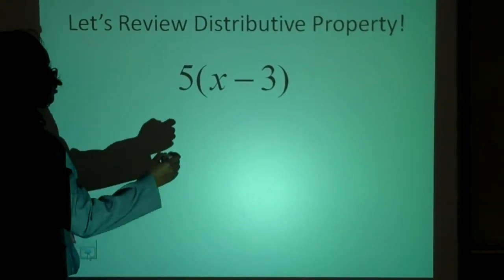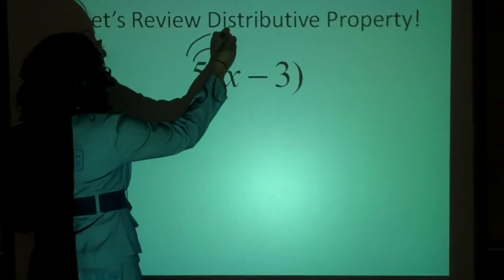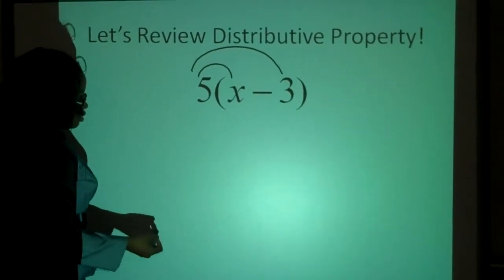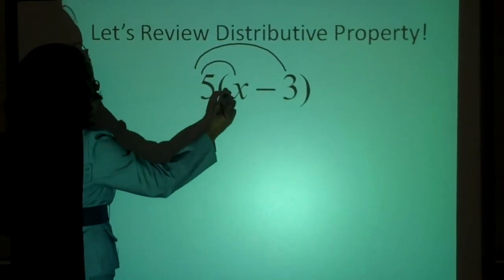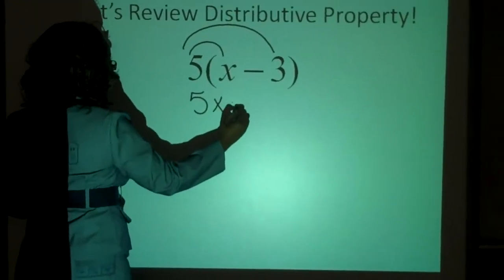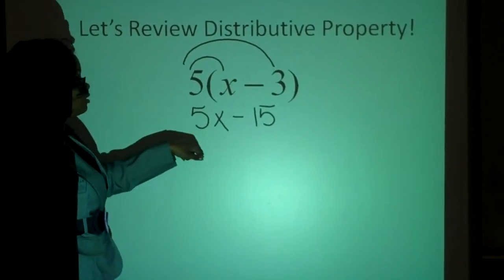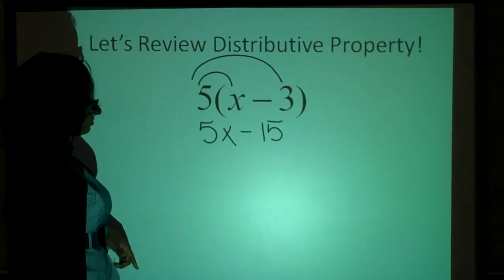Remember that when we distribute, you want to take the number on the outside and multiply it times everything on the inside. So essentially what you get is 5 times x, which is 5x, minus 5 times 3, which is negative 15. That's your simplified answer. There's nothing else for you to combine, so that's the answer.